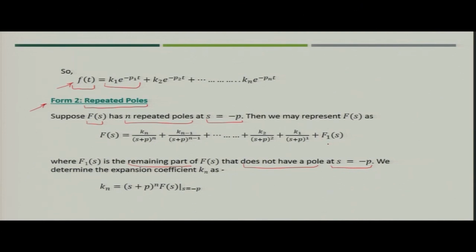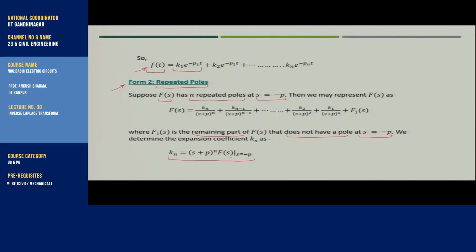So, this is the remainder of the Laplace transform which is not represented in this particular form. Now, as we did in the previous case, in this case also we can find the value of K_n. K_n would be given as follows: if you multiply (s plus p) to the power n on both sides and put the value of s equal to minus p, you will simply get the value of K_n. Now, how to find the value of K_(n minus 1)?